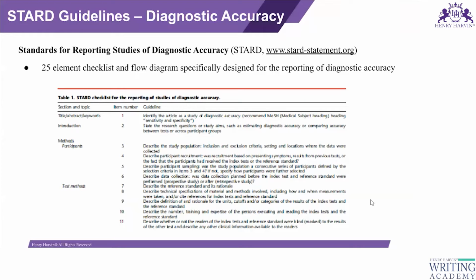STARD stands for Standards for Reporting Studies of Diagnostic Accuracy. It consists of a 25-element checklist and a flow diagram which is specifically designed for reporting diagnostic accuracy. The flow diagram used in the STARD guidelines is somewhat different from that of the CONSORT guideline. I'll show you that flow diagram also, and we will discuss the STARD guidelines as well.